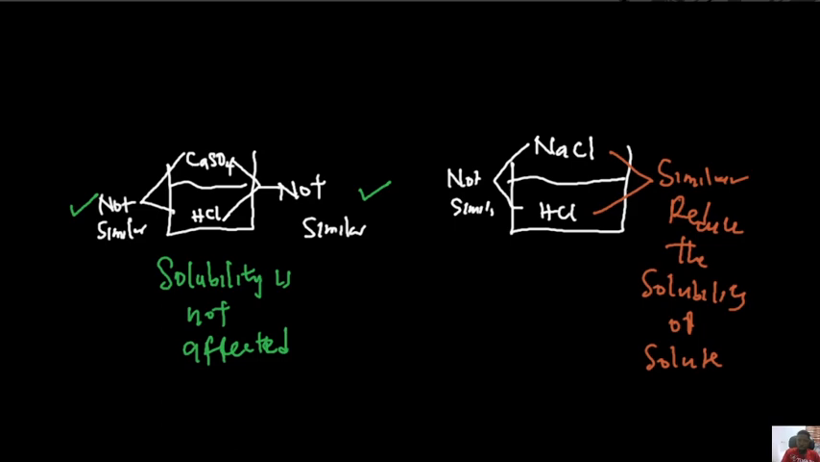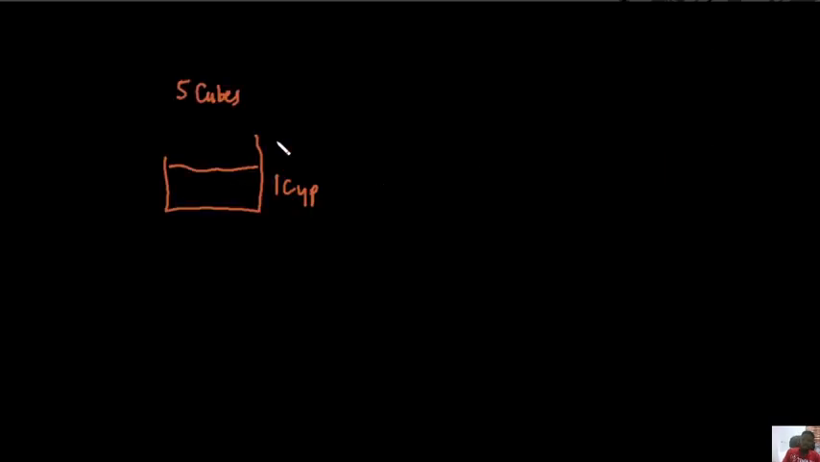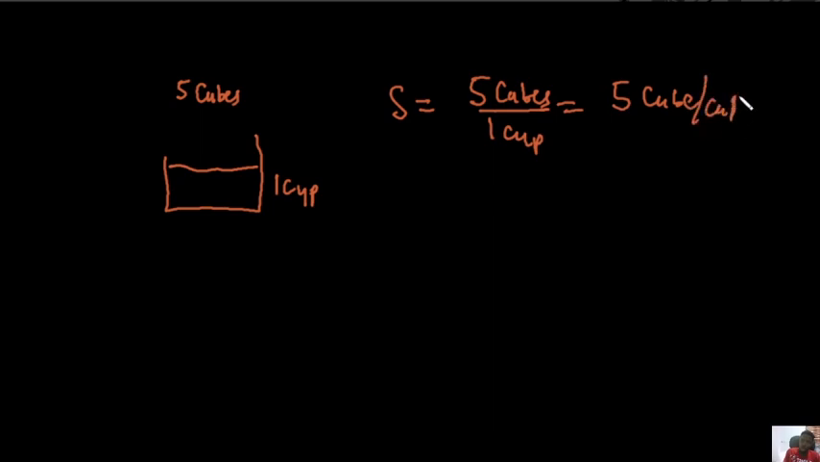I have sugar, and I say that this is 1 cup of water, and then the highest amount of cubes I can put is 5 cubes. This is 1 cup. And I ask you for the solubility of this sugar in this cup. Please, your answer for solubility is going to be 5 cubes, which is the solute, divided by 1 cup, which is the solvent. Hence, my answer will be 5 cubes per cup. Another illustration. Imagine I now tell you that I can only dissolve 5 cubes in 2 cups.